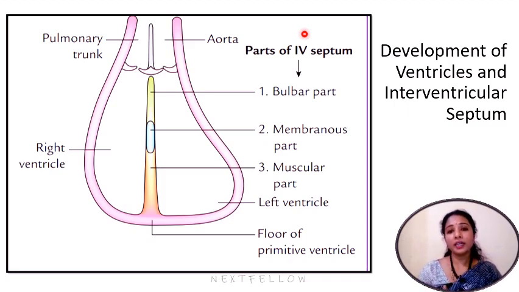Once the right and left ventricles are formed, the proximal part of bulbus cordis becomes incorporated into the right ventricle as conus arteriosus or infundibulum, and it also gets incorporated into the left ventricle as aortic vestibule. So this completes a summary about the development of interventricular septum. The basic concept is three parts: muscular part, membranous part, bulbar part.